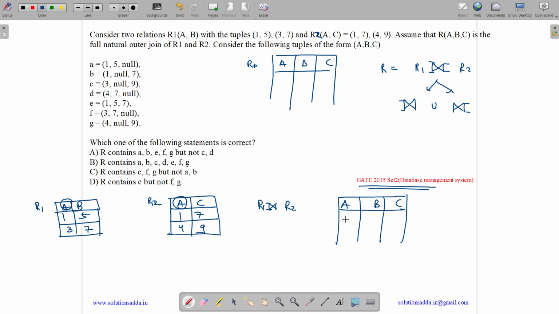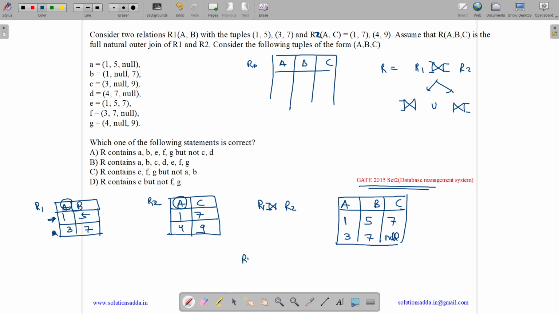Okay. So let us write 1 and 5. Is 1 matched to any one of these? Yes, 1 7. So C is 7. Do we have any other entry? No. Now 3 7. Is 3 matched to any entry of A of R2? No. So this is our natural join. Now left outer join means any leftover entry. See, 1 5 was utilized, but 3 7 is left. So we must write 3 7 along with a null entry in C. This is left outer join.